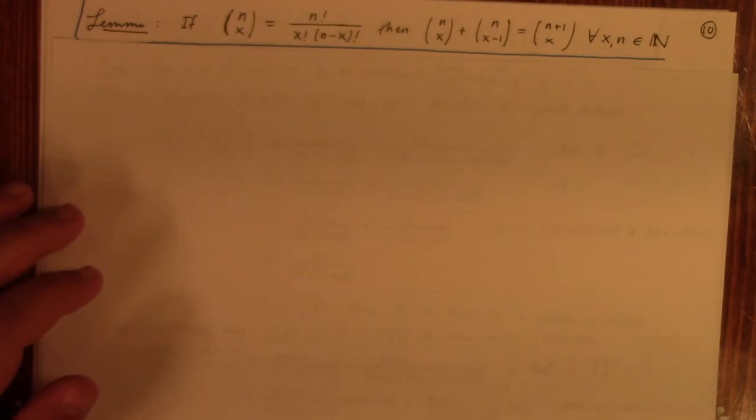Now, next up, I need to build a lemma. And the reason I'm building this lemma is so I can share with you a proof of what's called the binomial theorem. All right, so I'm going to start with this lemma, and I guess I should confess where it's coming from. You probably have seen this before. I don't know. Probably you've seen it. But let me just write it out for you.